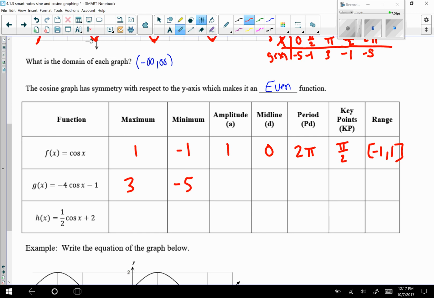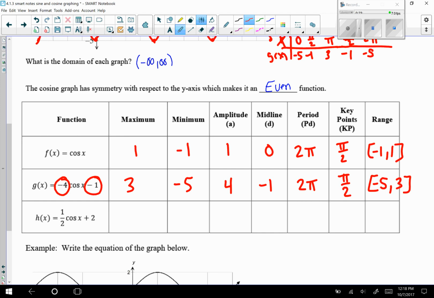So now for our new graph, the maximum was now at 3. The minimum was at -5. So the amplitude is, again, the absolute value of -4, which is 4. Or you can take your maximum minus your minimum, divided by 2. So 3 minus -5 is 8, divided by 2 is where we get the 4. The midline is this value right here, -1. And again, you could take the maximum plus the minimum divided by 2. Period is 2 pi. Pi over 2 are the intervals for the key points.